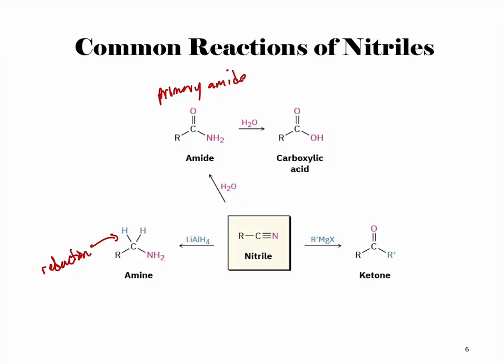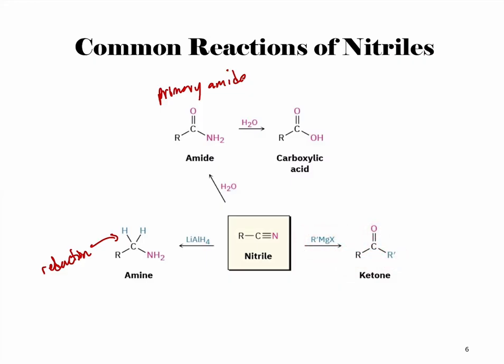We see reduction happening here, and that's with a strong reducing agent like lithium aluminum hydride. And then the last thing we'll talk about is also similar to carboxylic acids. We can use a Grignard reagent to then create a ketone.